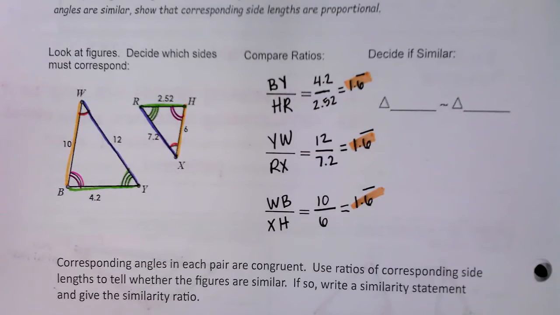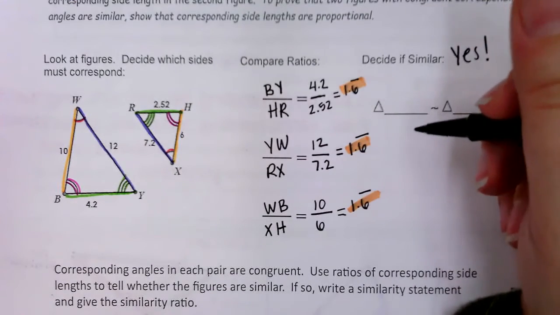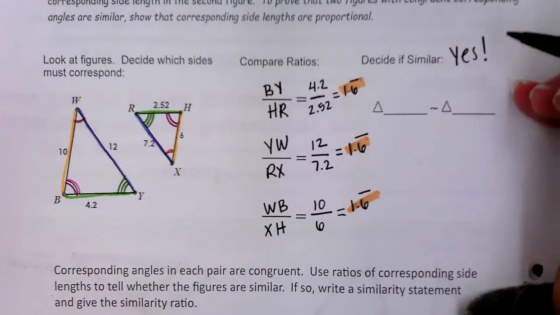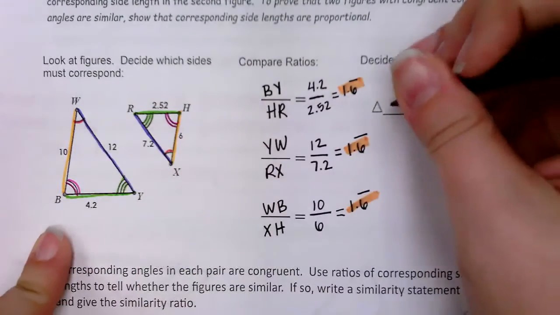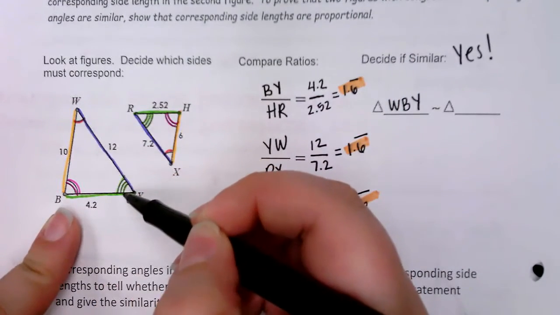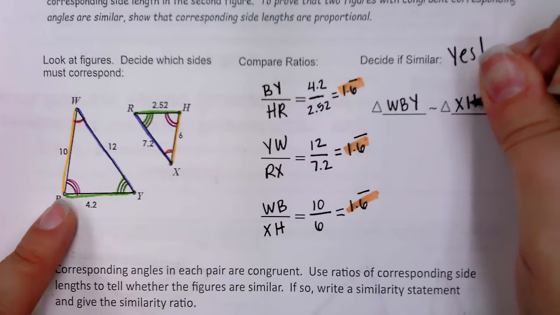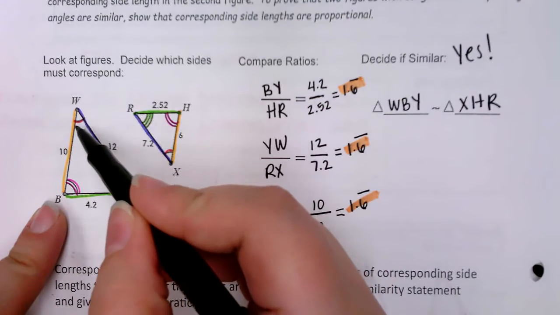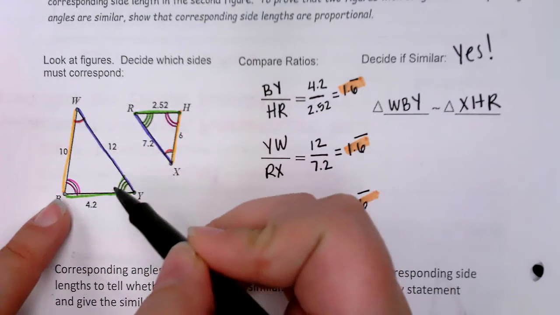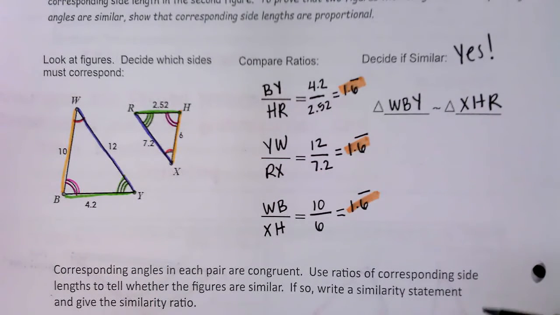So the last thing we have to do after we have decided, yes, these are similar, is to write a similarity statement. Just like with congruent statements, we list them in corresponding order. So let's say I say WBY. WBY corresponds with XHR. So that is how I could list this. Now notice I went from W, which has 1 tick mark, to B, which has 2, to Y, which has 3. So again, in here, I have to go from the 1 to the 2 to the 3. And there's our similarity statement.